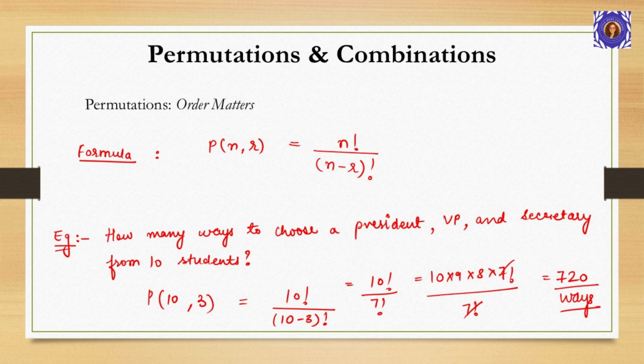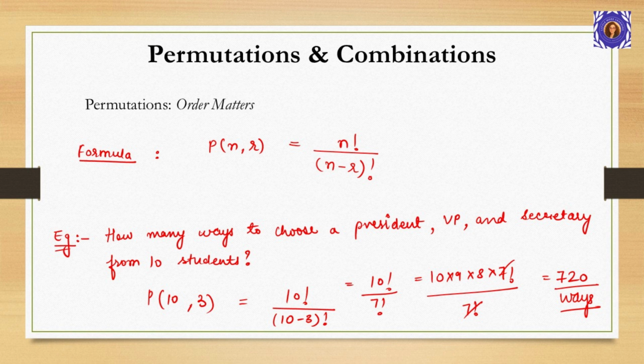Now let's delve into permutations and combinations, two fundamental counting techniques that answer different types of questions about selecting and arranging objects. The key distinction between permutations and combinations lies in one crucial question: does order matter? Let's start with permutations, where order absolutely matters.